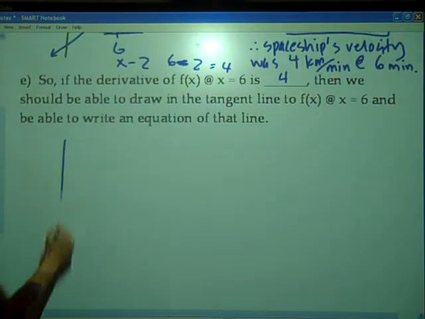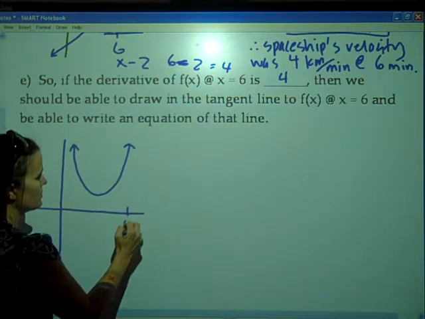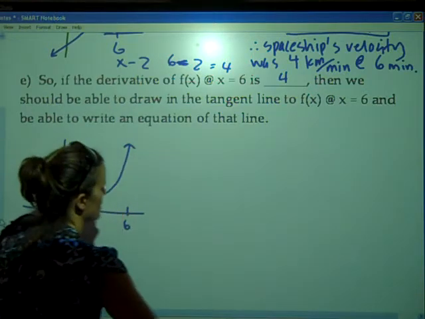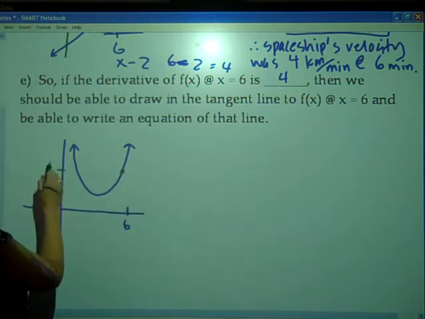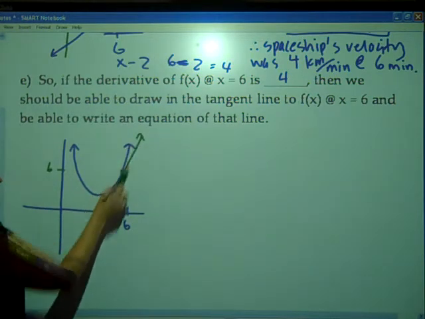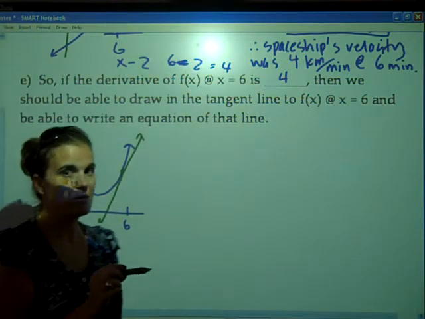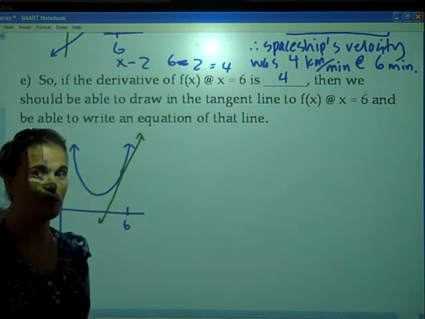Okay, so remember that if we go back to that original graph and we look here at 6, remember we were there at 6, 6, right? If we draw on the tangent line at that point, we now have figured out exactly what the slope of that tangent line is. Okay, we can actually write the equation of that line.